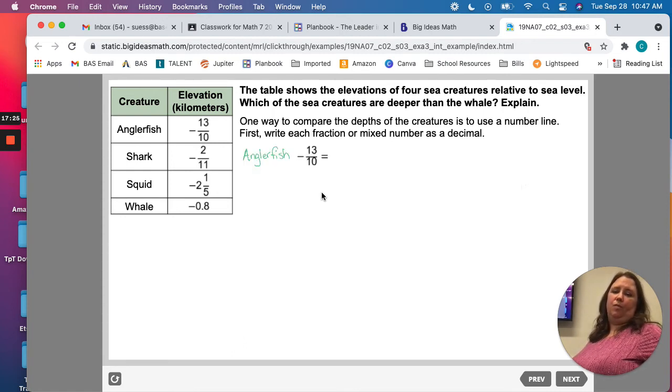So easiest thing to do, actually I don't like making them improper. But you could make them decimals. If decimals are easier for you to look at than fractions, I would make them a decimal. So negative 13 over 10 would be negative 1.3. Negative 2 over 11. That one's not easy to do by hand, so maybe grab your calculator. What would negative 2 over 11 be as a decimal?